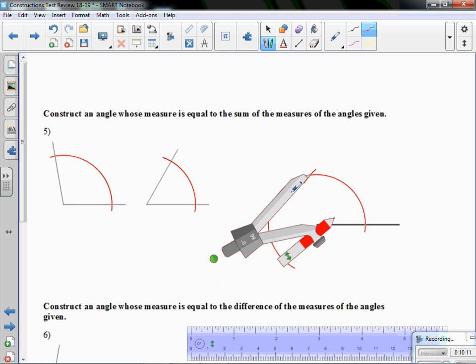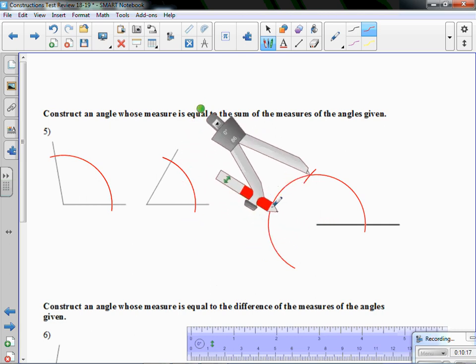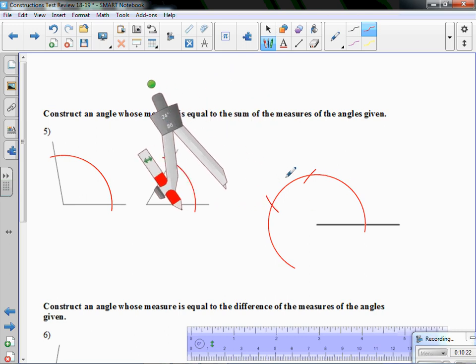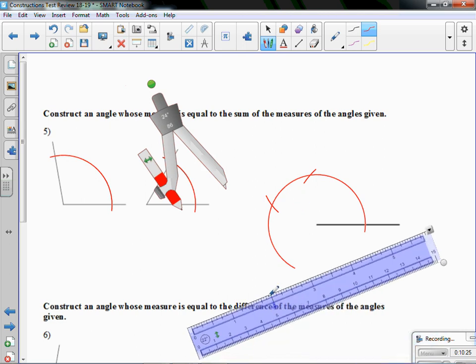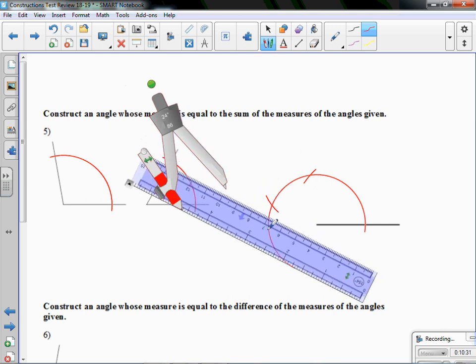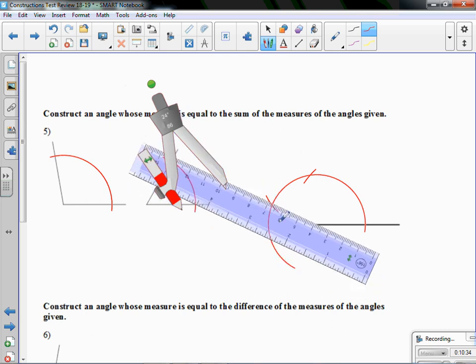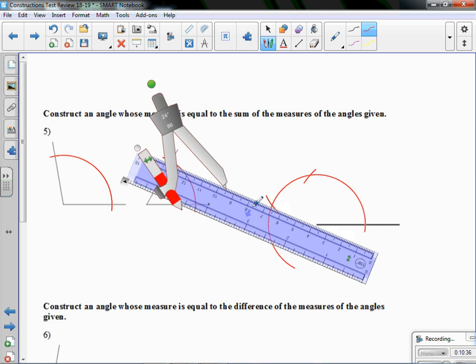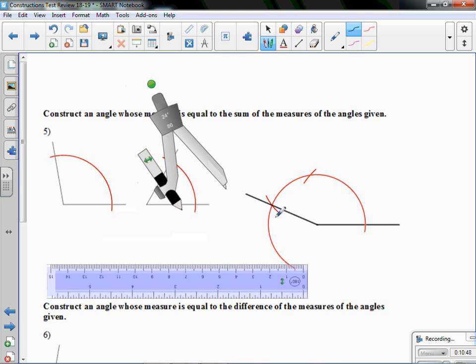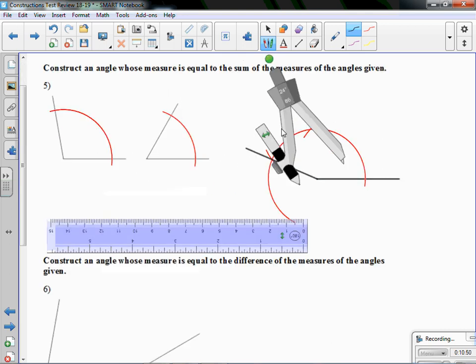Now we're going to come to the point of intersection that we had here. An arc there. So this is the first angle, this is the second angle's measure. Take our straight edge, bring it over, and line it up between that endpoint and that second intersection. And there's an angle that should be equal to the sum of those two angles there.